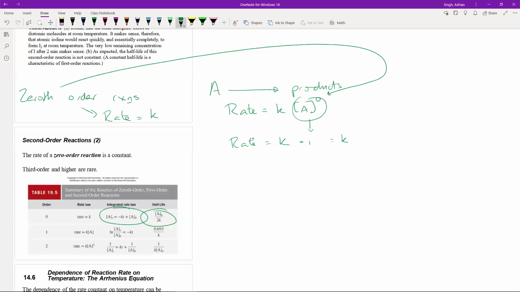In addition to that, we talked about the first and second order ones previously. Higher order reactions like third order, etc. Those are very, very rare. We're not really going to encounter those in our class.